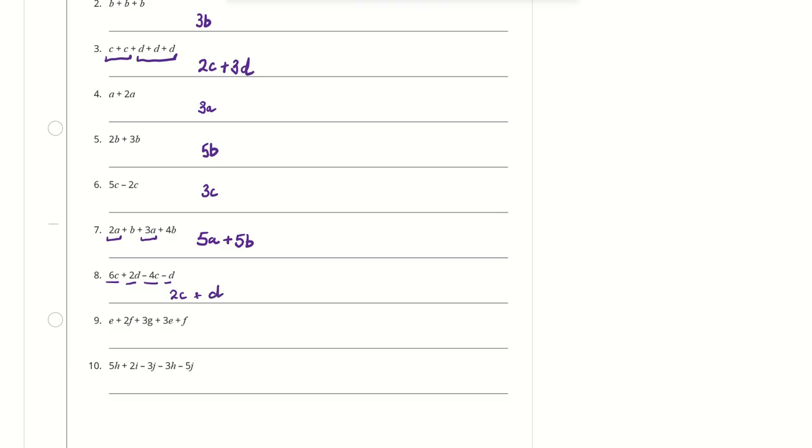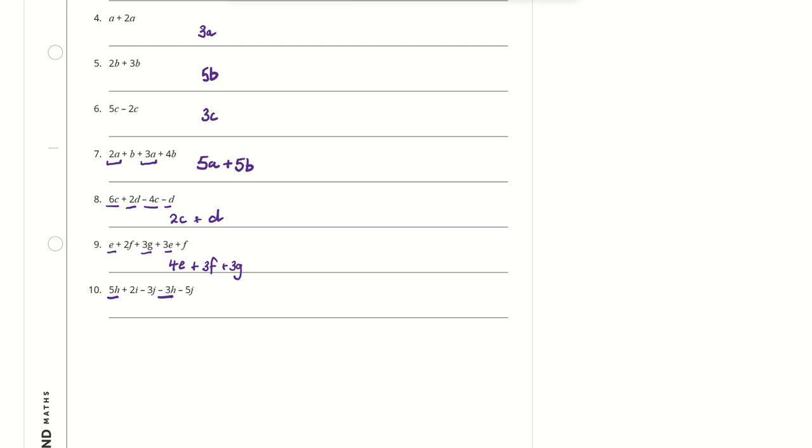Collecting like terms again. G's on its own, so we can't collect that with anything. But we've got the E's. 3 eggs plus 1 egg is 4 eggs. 2F plus F is 3F. And don't forget the 3G. We can't collect the 3G with anything. Some people say 4E or 3FG. They're separate terms, so you can only collect the eggs, the frogs, the goats together. You don't put them all into one term.